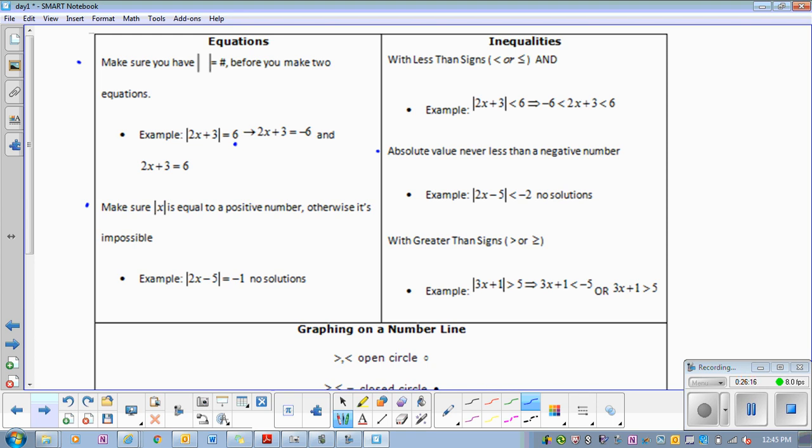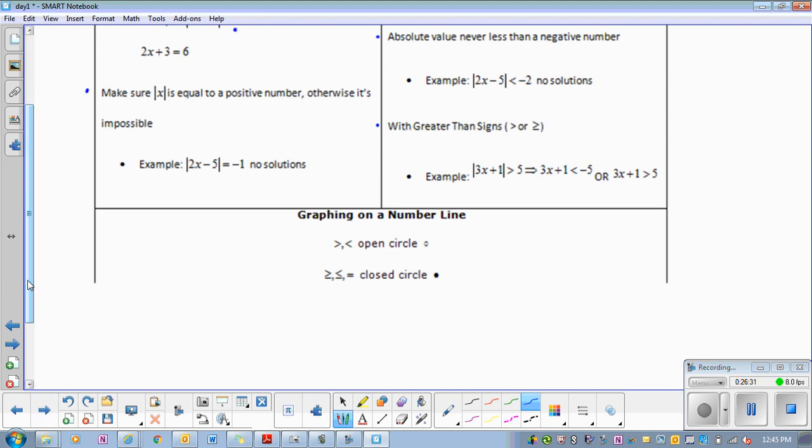If you have an absolute value is greater than a negative, right? A positive number is always greater than a negative, so that one would just be all real solutions. Yes? All right. So graphing on the number line, of course, open circles, closed circles. You know that, yeah?